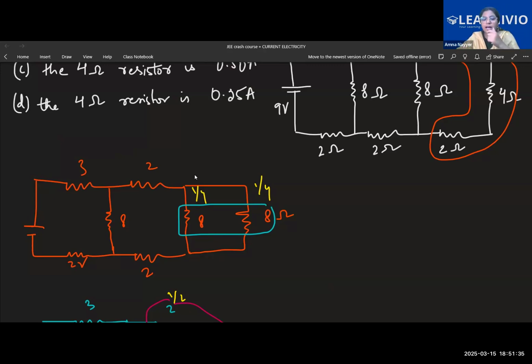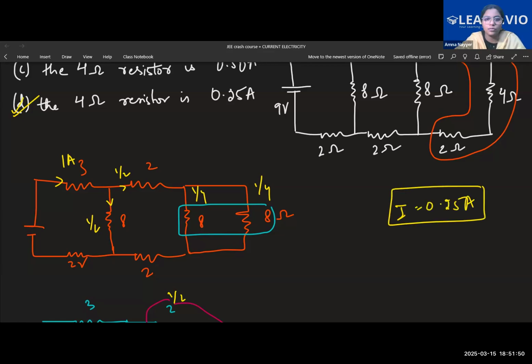So basically 1 ampere came from here. It got divided into 1 by 2, 1 by 2. And it got divided into 1 by 4. So option is D. That is current will be 0.25 amperes because it is 1 by 4. Is it clear? Did you get the shortest way to solve such kind of questions?